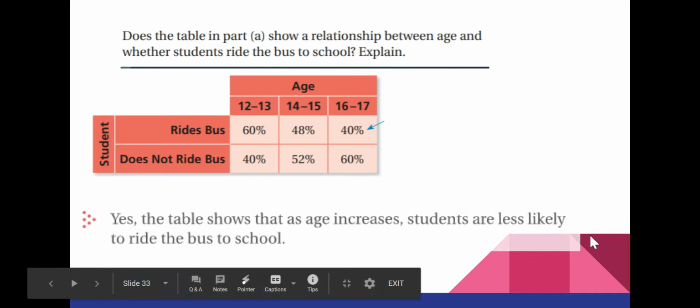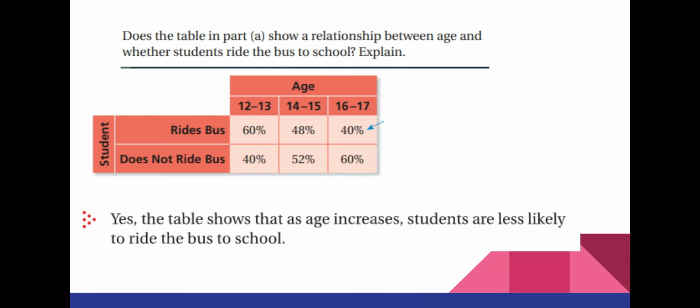As a conclusion, here's the relationship that I can find. The table shows that as age increases, students are less likely to ride the bus to school.